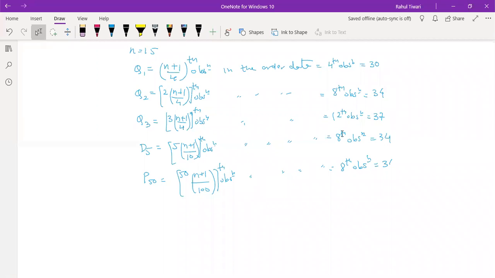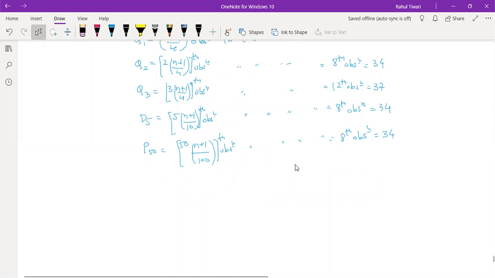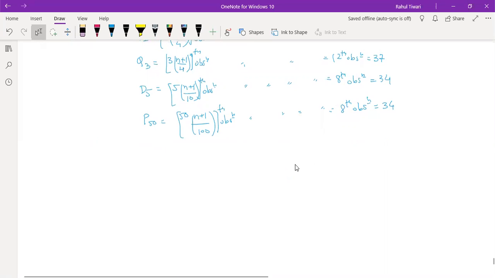What is next? This is D3, which is 3 times (n plus 1) by 10. Sorry, 10, because we are finding the decile in the ordered data. So how much is it now? Tell me that value. This is 16 by 10, 1.6. 1.6 multiplied by 3, how much is it? 4.8.